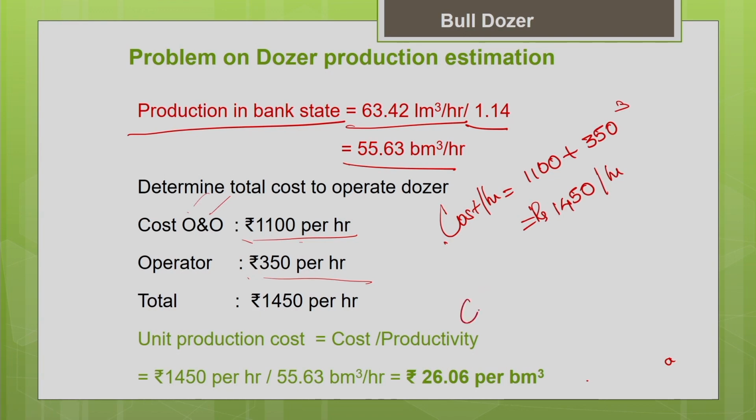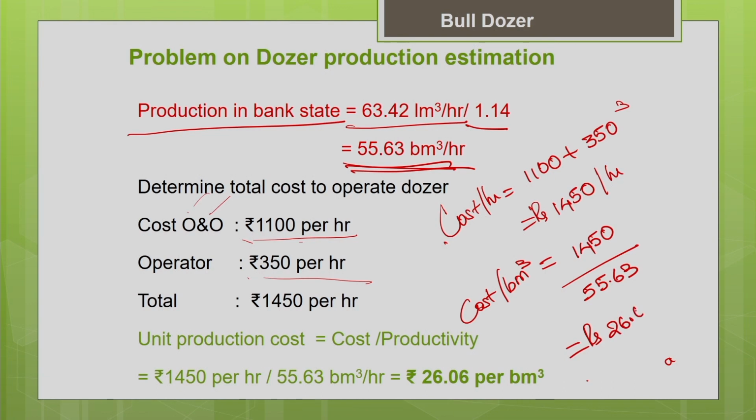Okay. So now let me calculate the cost per bank meter cube. It is nothing but the hourly cost by hourly productivity. So 1450 divided by hourly productivity, 55.63. Okay. So this gives me the answer as rupees 26.06 per bank meter cube. So this is how you calculate the unit production cost.